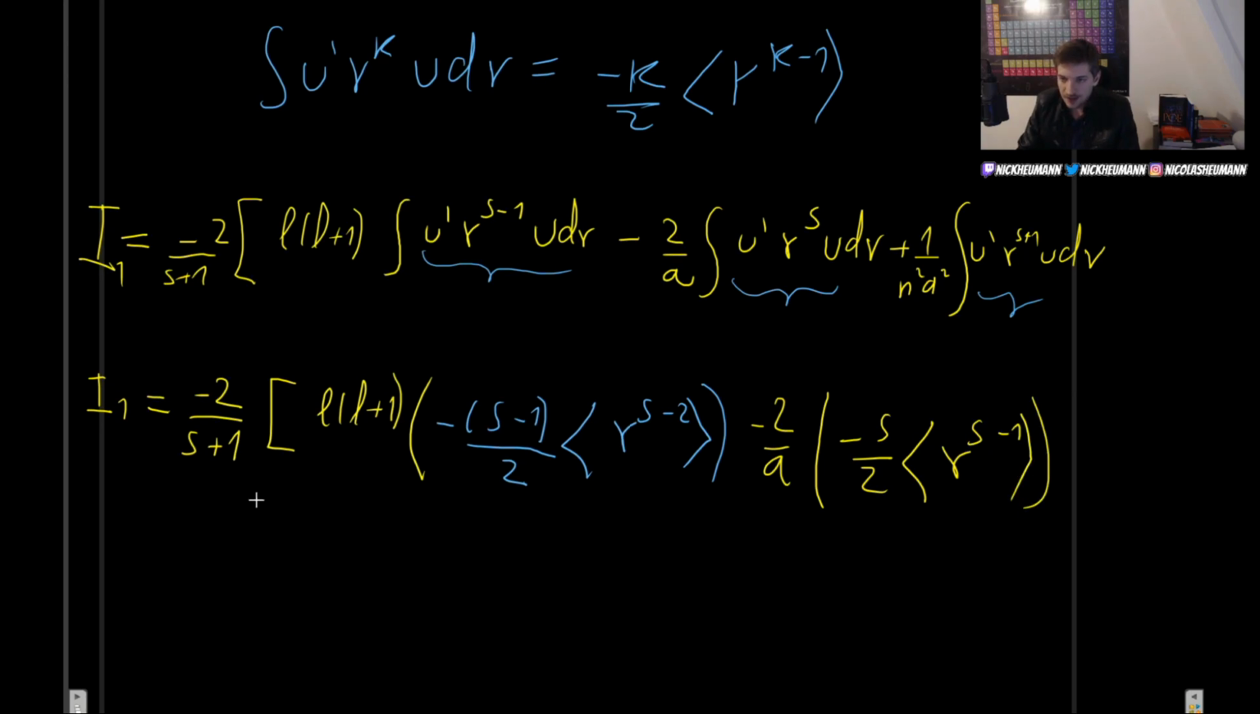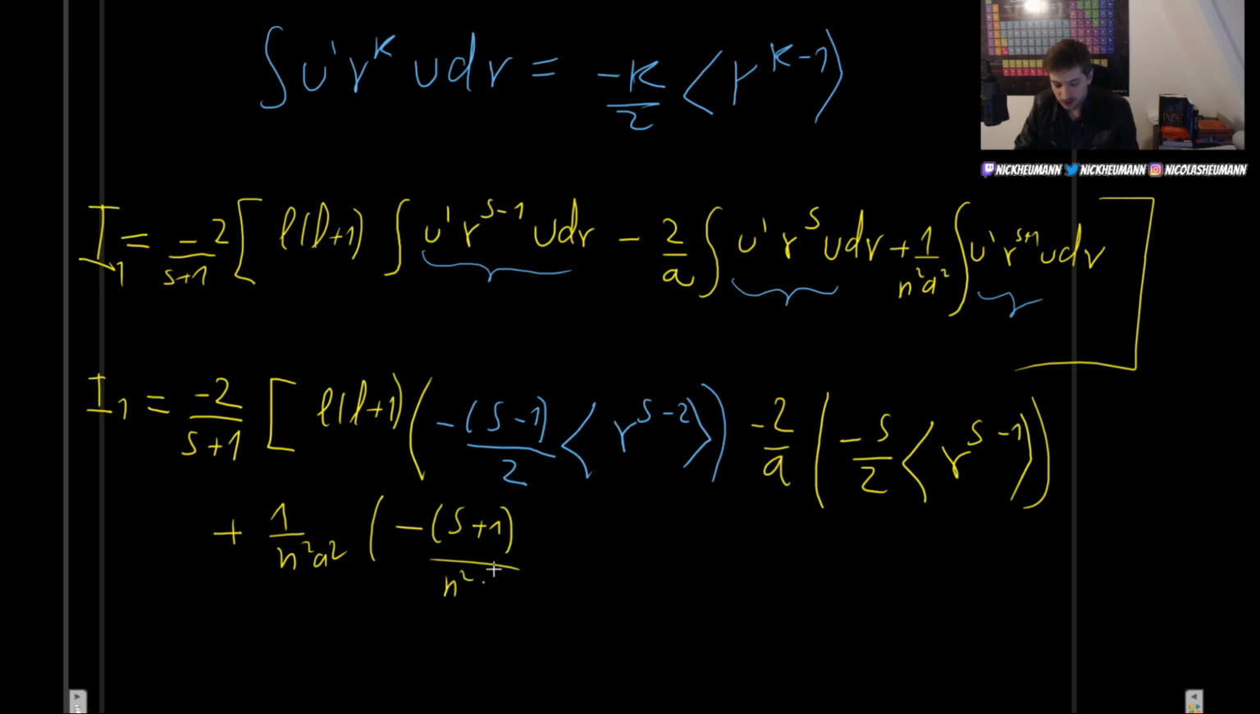All right. And the final one is going to be plus 1 over n squared a squared. I just noticed there's no parentheses here. Doesn't matter, but then it's minus, what is k? K is s plus 1. So we get minus s plus 1 divided by 2, and expectation value of r to the, instead of s plus 1, it's going to be s, right? Because we subtract 1, so it's s plus 1 minus 1. And parentheses here and here. Okay, so this is integral number 1.